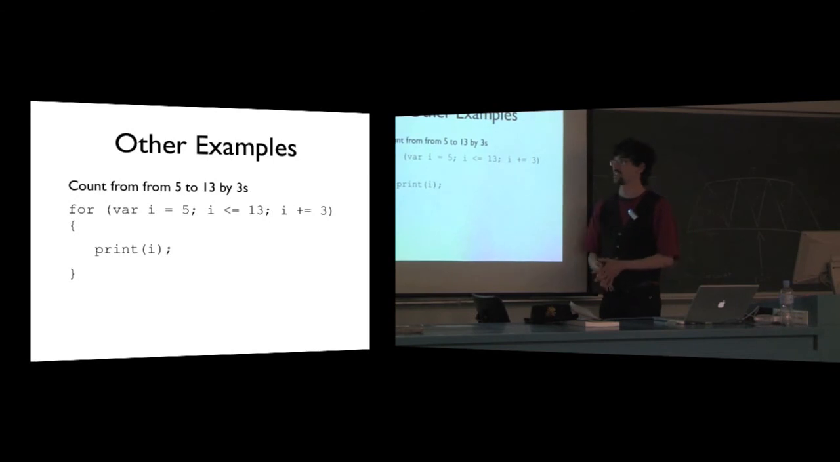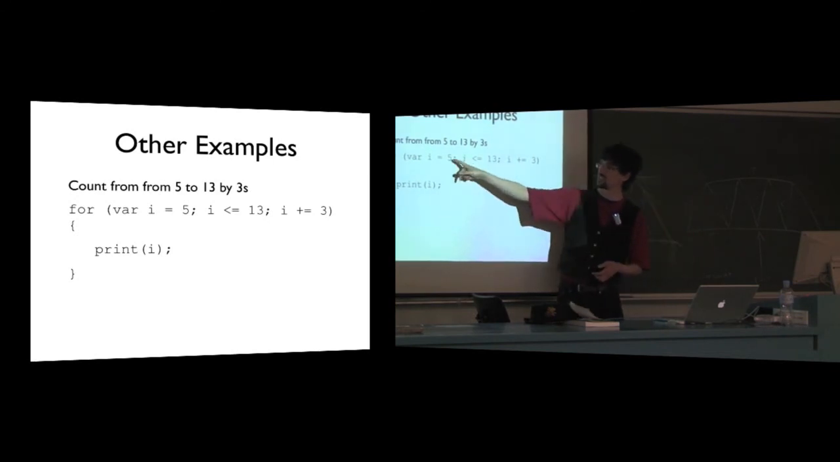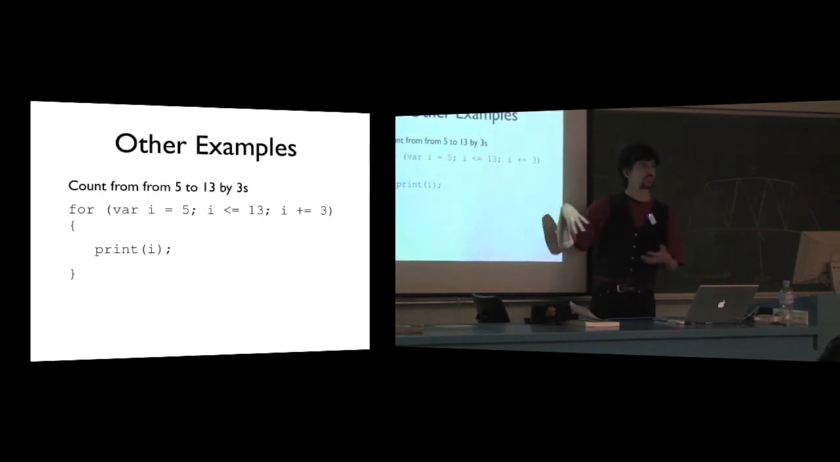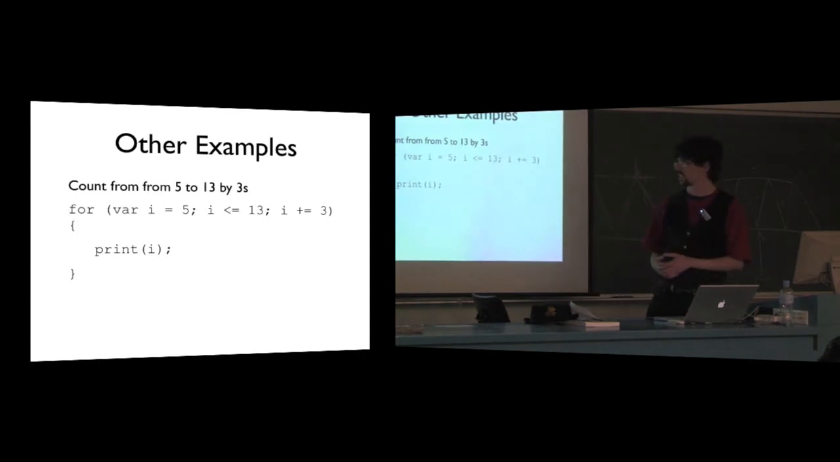We can count by 3s or any other value. If we initialized to 5, kept going until we reach 13, and added 3 on every loop, that would count 5, 8, 11, and then it would stop, because on the fourth loop it would be 14, which is greater than 13, and so it would stop.